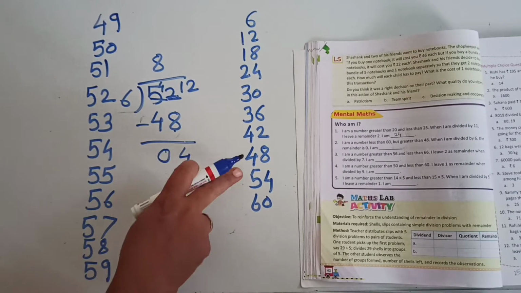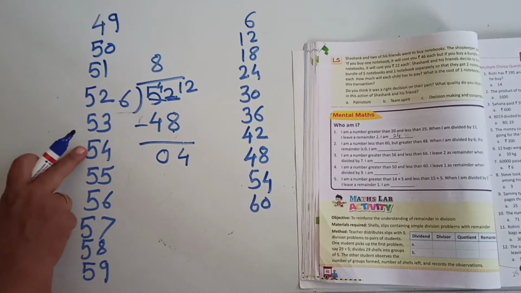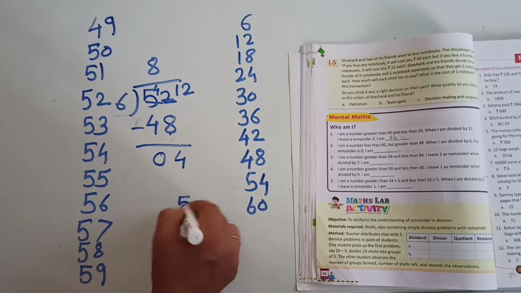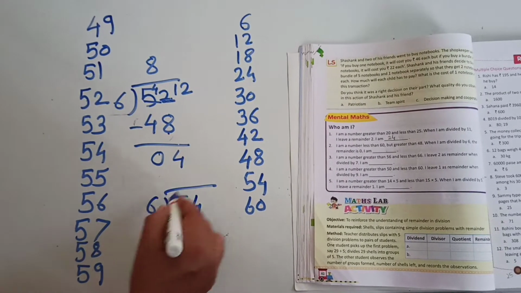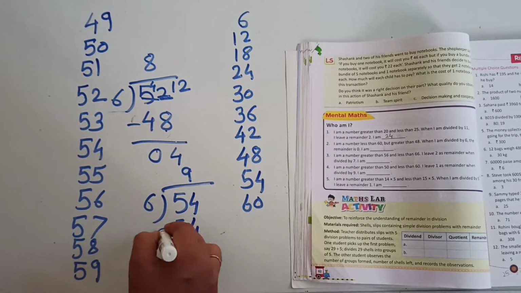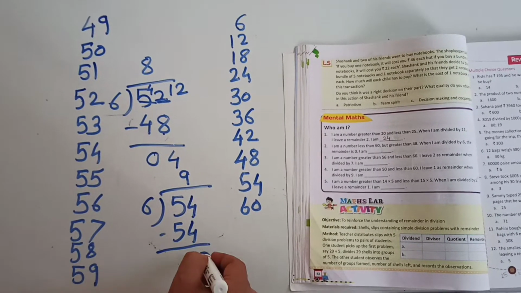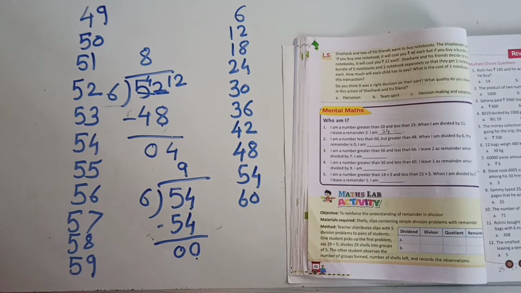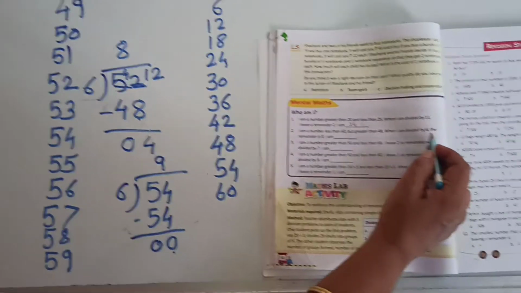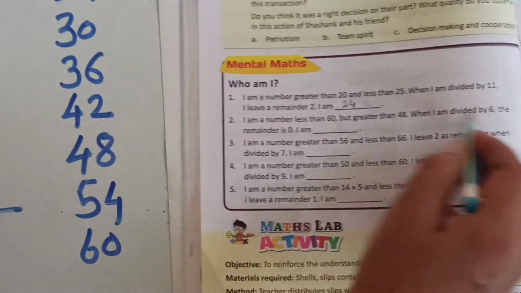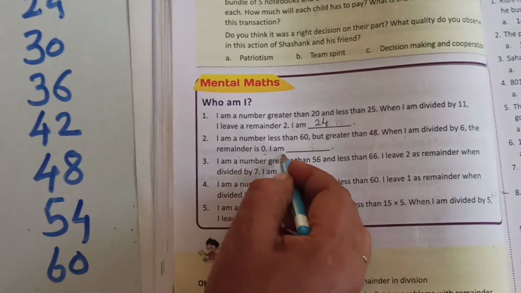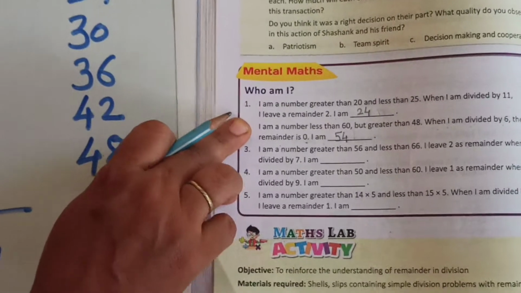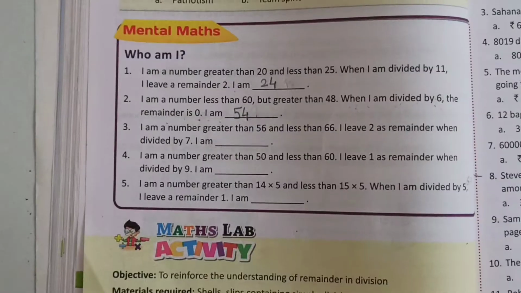Then 54. Yes, here is the number 54 and here is number also 54. And when we divide, 6 9s are 54. 54 divided by 6, 6 9s are 54, and then we get answer here 4 minus 4 0, 5 minus 5 0, means remainder 0. And here is written, when I am divided by 6, the remainder is 0. So I am number 54. Children, like this you have to solve the mental math.